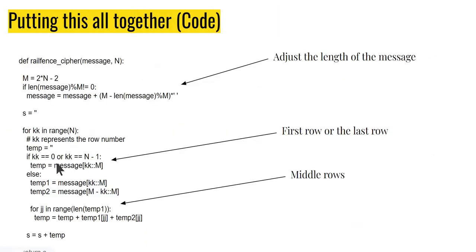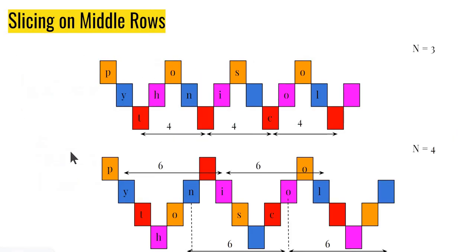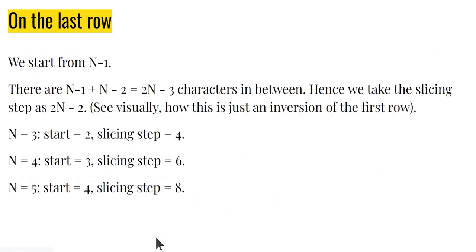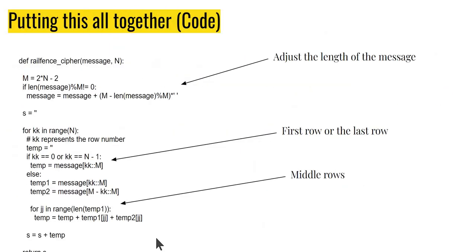On the other hand, if my kk is equal to n minus 1, the last row, then I'm starting again from kk, which is n minus 1. So it makes a lot of sense, because, for example, here it will start from 2, and this slice will start from, for example, 3. Having done this, I then look at my intermediate rows.